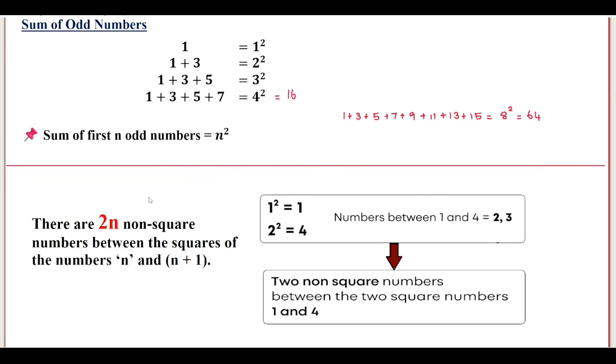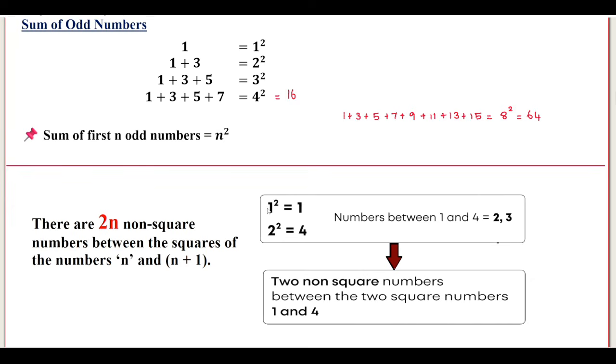The next concept is, right, there are 2n non-square numbers between the squares of any two consecutive numbers. Okay, there are 2n non-square numbers between the square of n and n plus 1. That is consecutive numbers. So this is also one important concept.